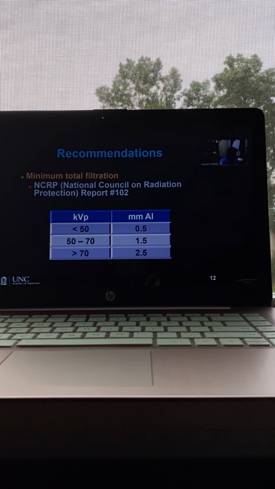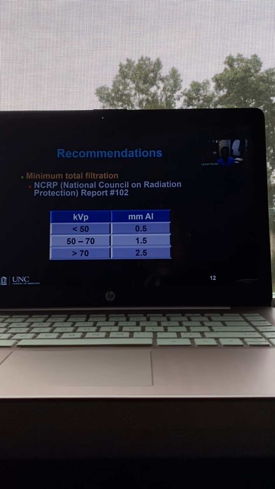So for diagnostic tubes that we use, typically ours do operate above 70. This is the minimum amount of total filtration: 2.5 millimeters of aluminum, or 2.5 millimeters of aluminum equivalency. You do need to know these numbers as well, though. If you are in a facility and their maximum kVp is 70 and their minimum is 50, so that tube only operates from 50 to 70 kVp, then the filtration only needs to be 1.5 millimeters worth of aluminum.